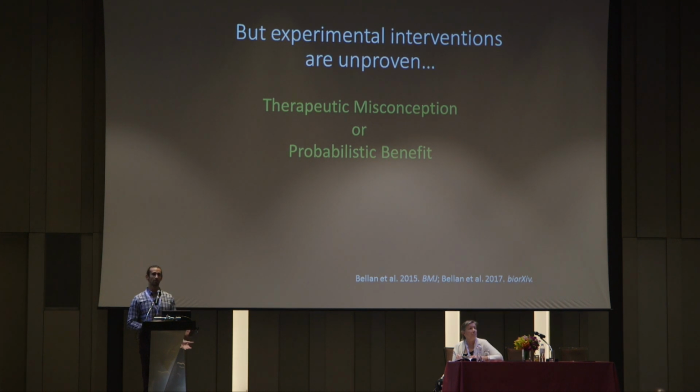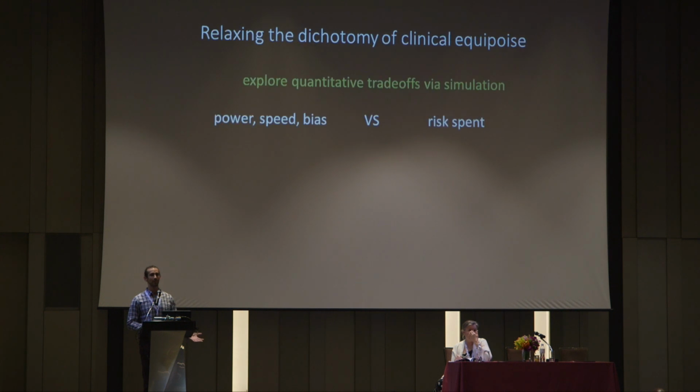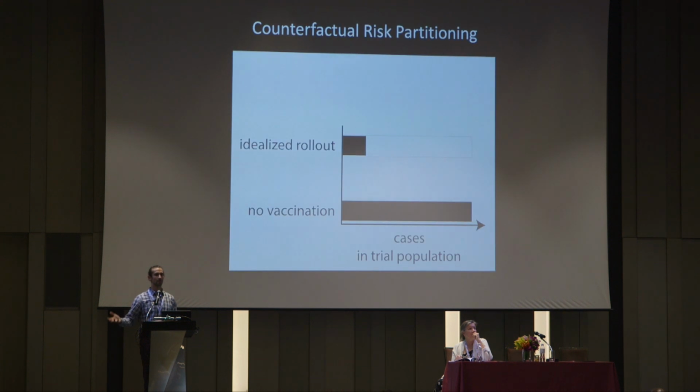And we argue no. For very severe diseases, participants at high risk of infection are better off being vaccinated than not, even if we don't know if the vaccine works, because the extent of the side effects to counterbalance that are too unrealistic after a vaccine has emerged from a phase 2 trial. So what we argue is that instead of dichotomizing clinical equipoise as either you have it or you don't, we should compare traditional metrics, power, speed, and bias, with a participant level metric of how well they're doing, how much risk they're spending in the trial by having something probabilistically beneficial withheld from them.